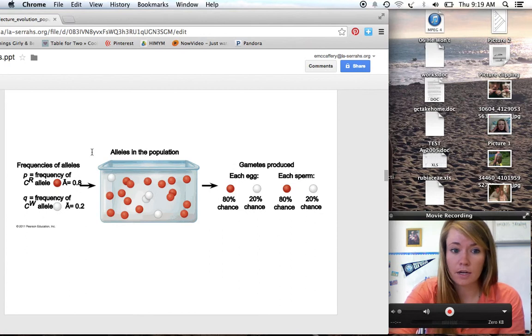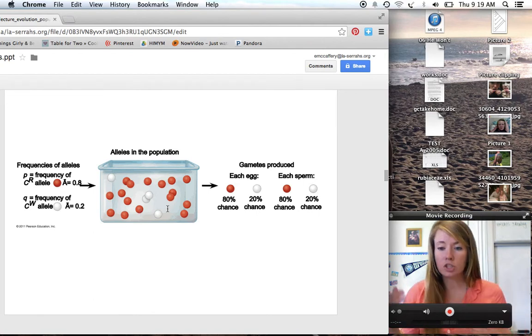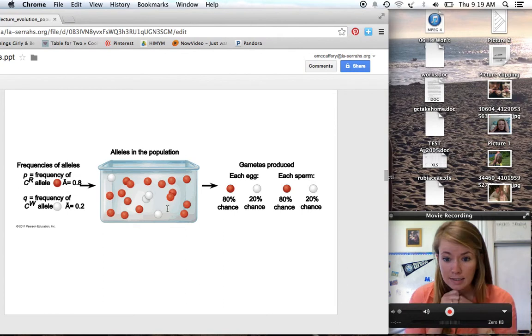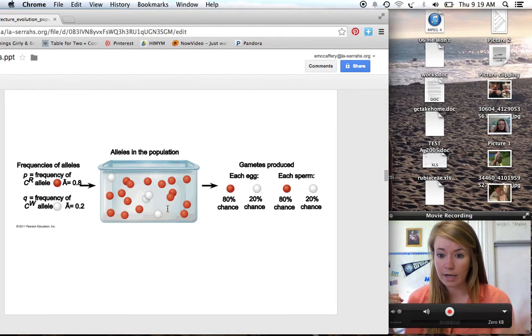Okay, so this is basically what happens in the real world. So the frequency of the red allele is 0.8, the frequency of the white allele is 0.2. So we just have to make sure that 80% of the alleles in this bucket are red and 20% are white. And so each member of the next generation is basically going to be grabbing 2 of those out at random. So the likelihood that you're going to get a red allele when you grab in there is 80%, and the likelihood that you're going to get a white allele is 20%.